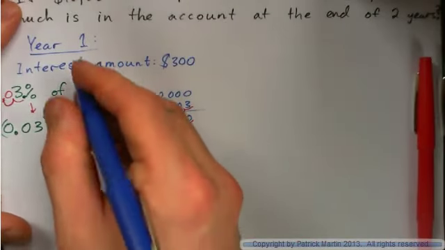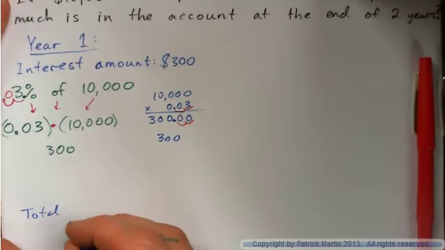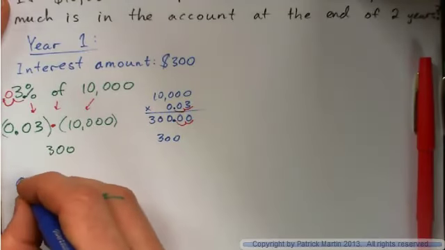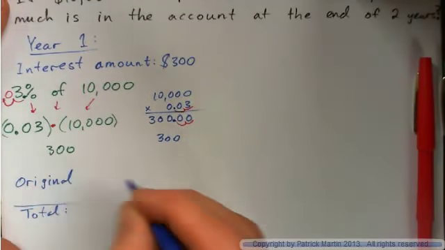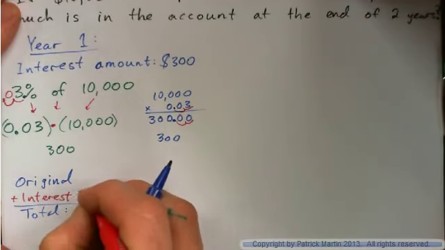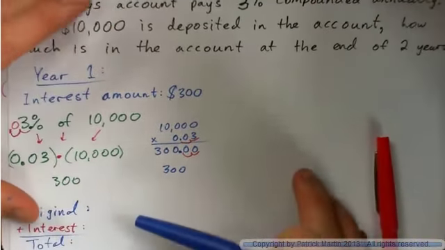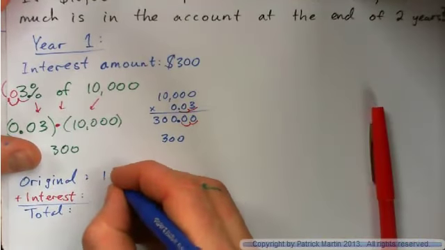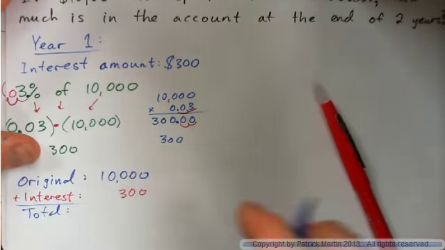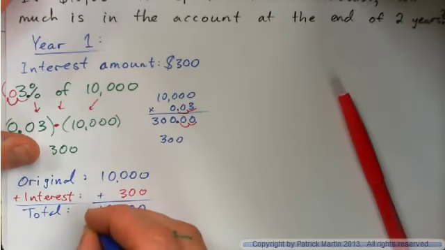So after year 1, what is the total amount in the account? Well, you have to get the original and add the interest to get your total. So what was the original amount? $10,000, right? So we started with 10,000. We add the interest of 300. So at the end of year 1, $10,300 in the account.